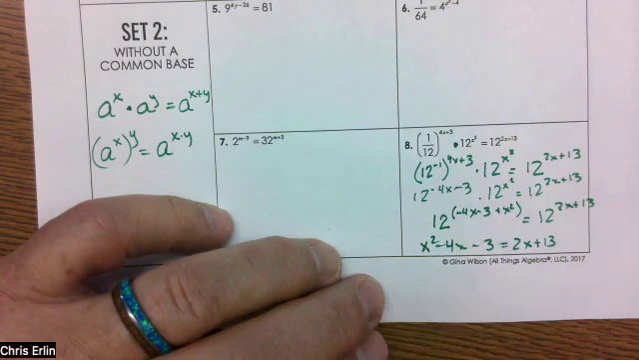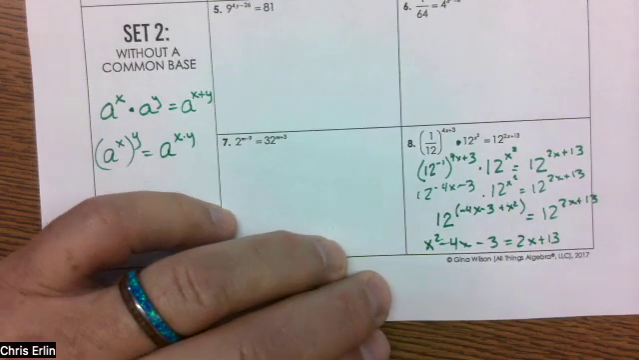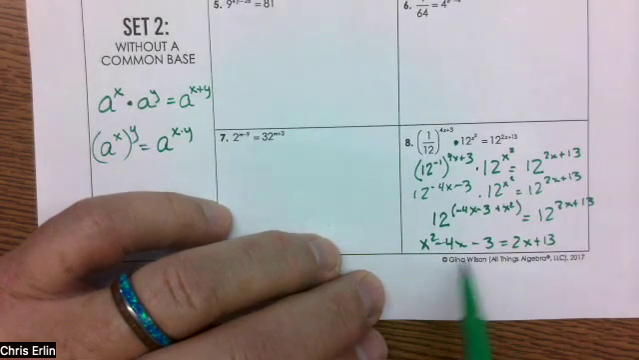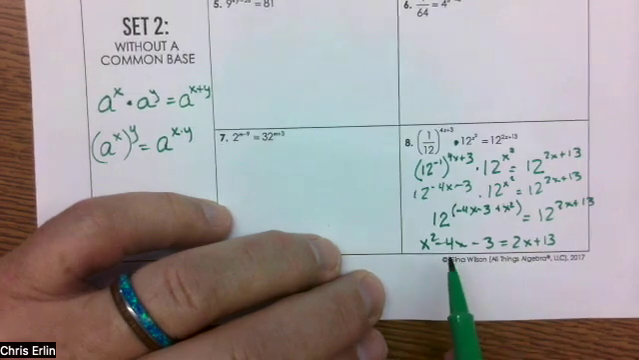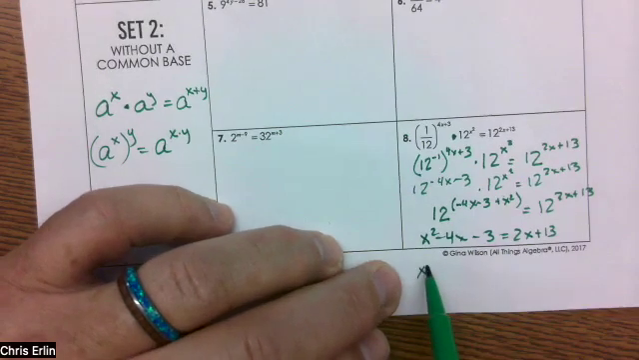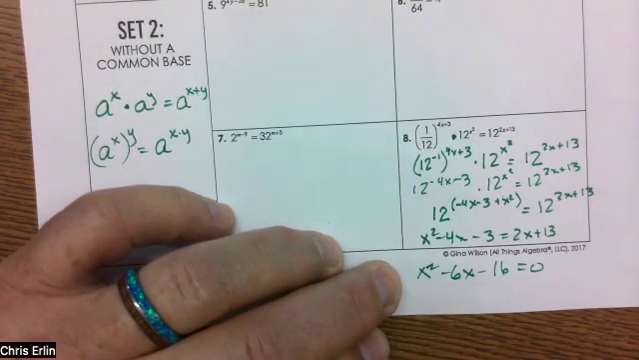And that equation is what kind of equation? By the way, anyone who missed the test and didn't get this, they're right here next to the thing. This is a quadratic, right? And when we solve a quadratic, we always try to get everything over to one side. So I'm going to subtract the 2x and the 13. So I get x squared minus 6x minus 16 equals 0.